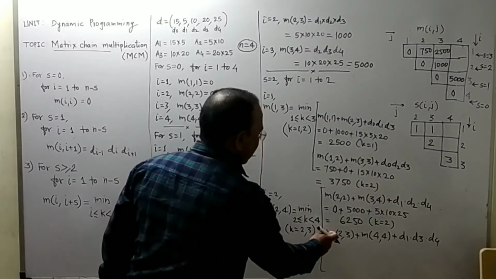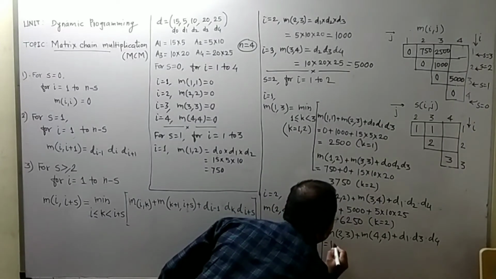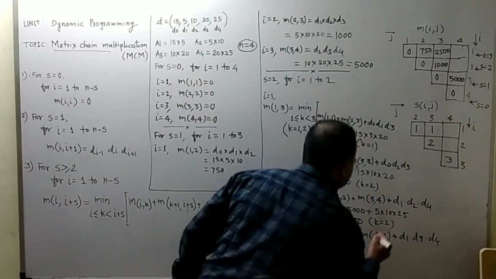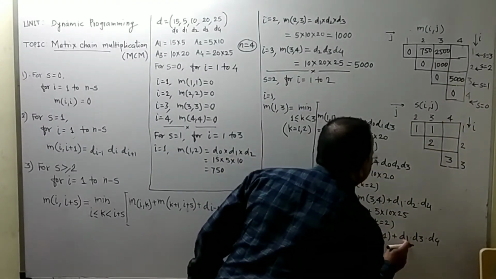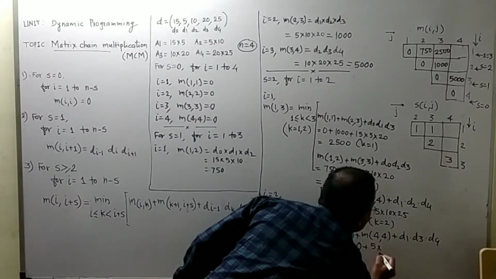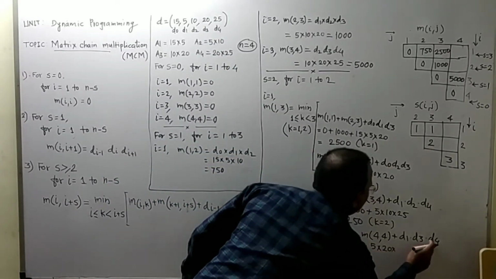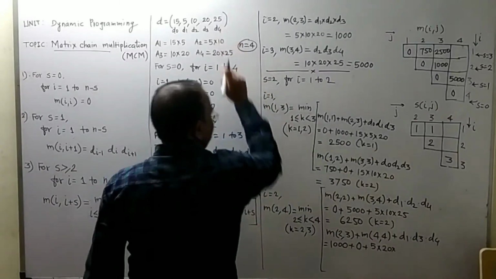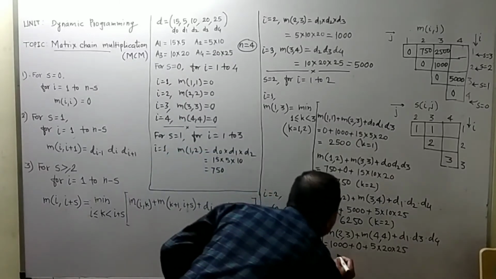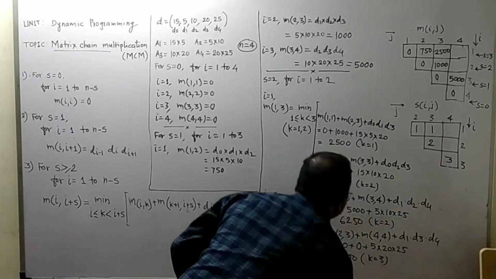Put the values. M23 is 1000 plus m of 44 is 0 plus, value of d1 is 5, value of d3 is 20, value of d4 is 25. It comes to 3500 for k is equal to 3.